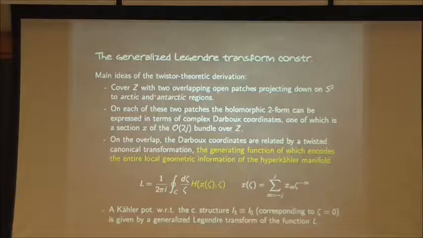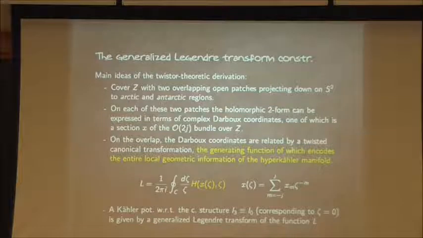So the main idea is you cover the twistor space with just two open patches, which project down on the twistor sphere to overlapping Arctic and Antarctic regions. Now, on each of these two patches, the canonical holomorphic 2-form of the twistor space can be written in terms of complex Darboux coordinates, because it's a symplectic form on each fiber. And one of each is always this O(2J) section that I talked about previously. So that generalized moment map in this approach is a Darboux coordinate.